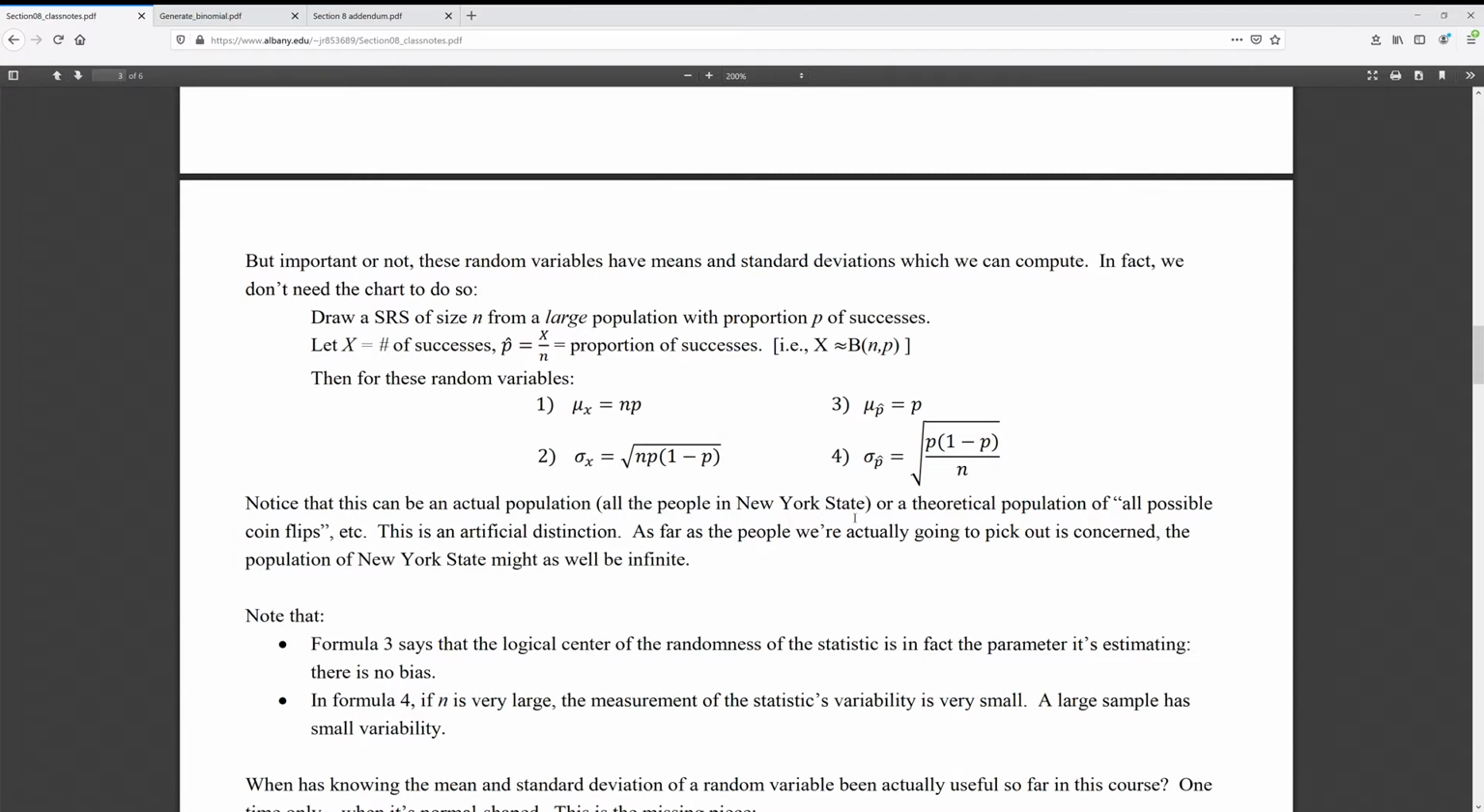Now again, this can be an actual population, all the people in New York State. You pick 2,500 people, and you're picking approximately nothing from New York State, so we've got the independence. Or the theoretical population of all possible coin flips, etc. This, again, is an artificial distinction. You'll go a long way with these ideas if you think of flipping a coin 50 times as picking 50 flips from the population of all possible flips. It's a distinction without a difference.